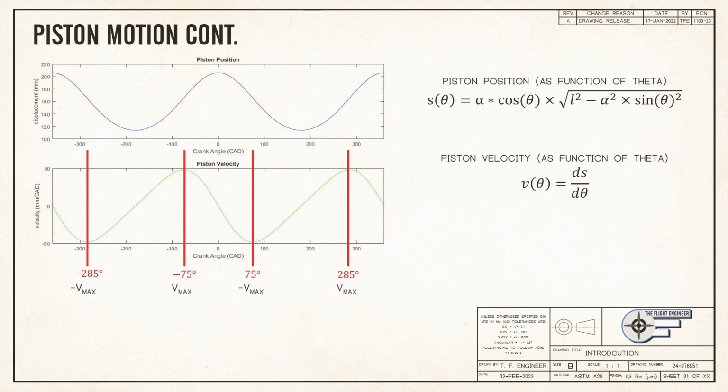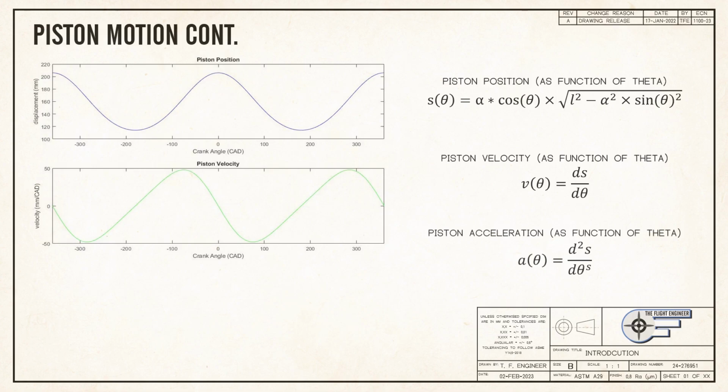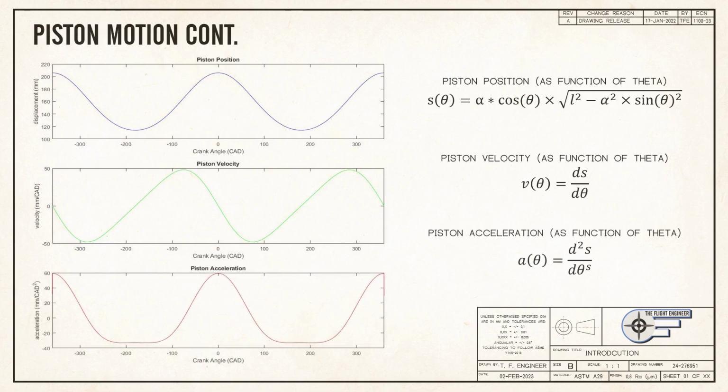Taking the second derivative of position gives us piston acceleration, and we see peaks at top dead center and bottom dead center, where the piston has to totally reverse direction. Note that the magnitude of acceleration at TDC is almost double that at BDC. These three plots give us incredible insight to the operation of an engine, but they will have to be fully explored at another time.